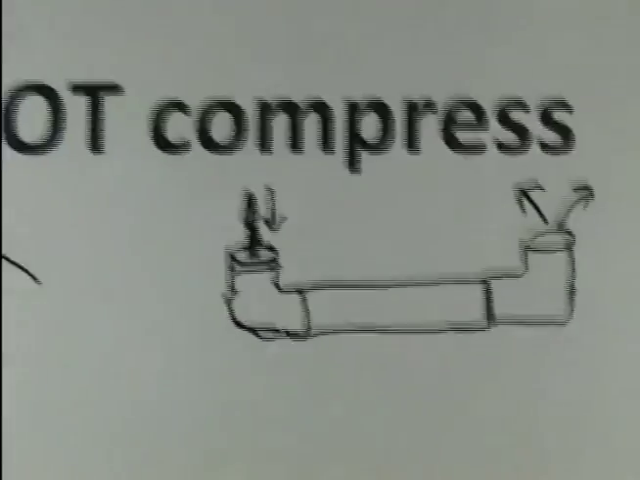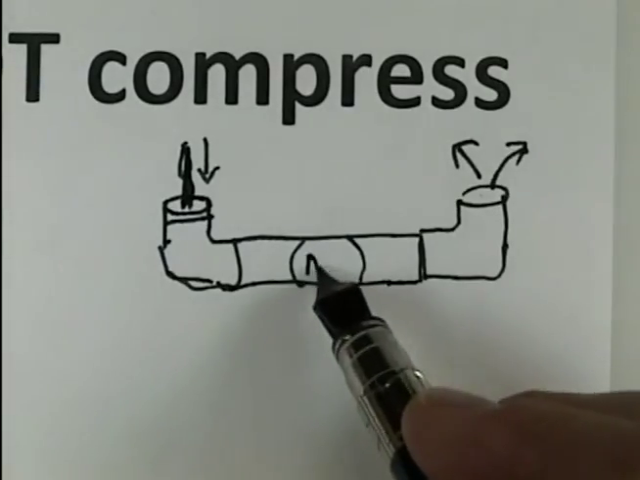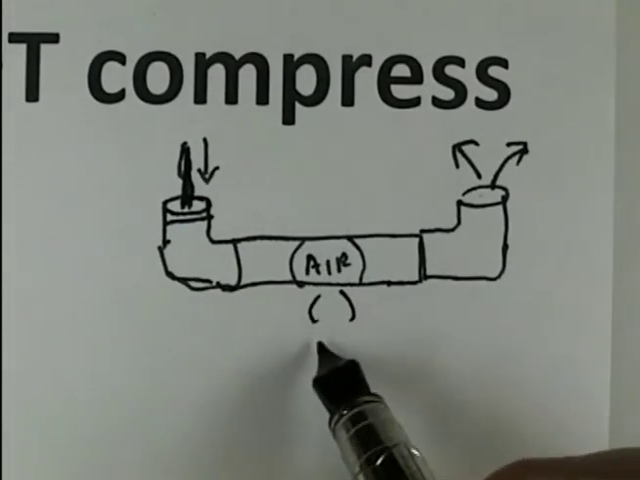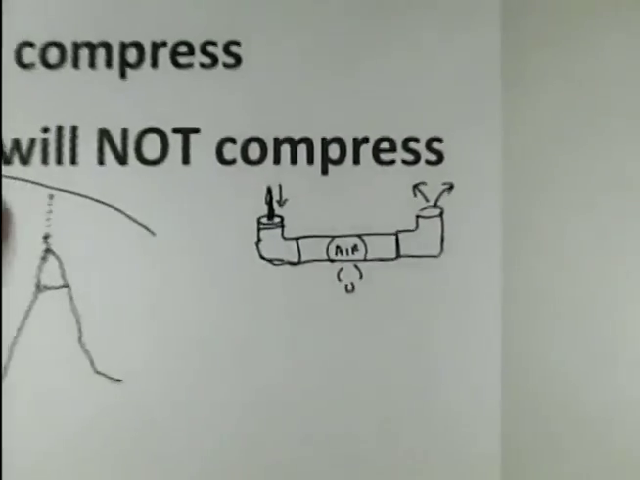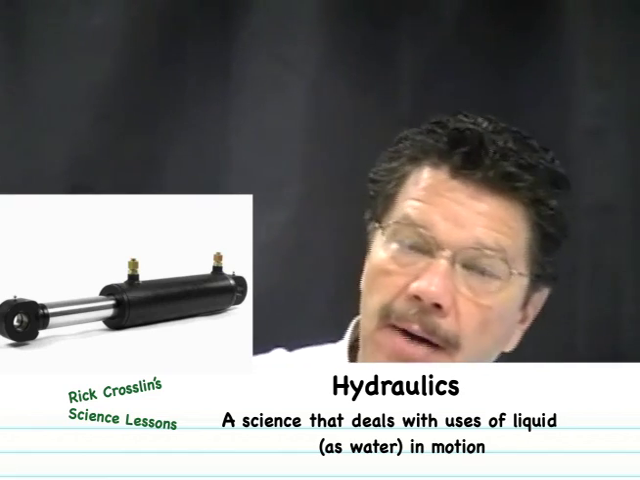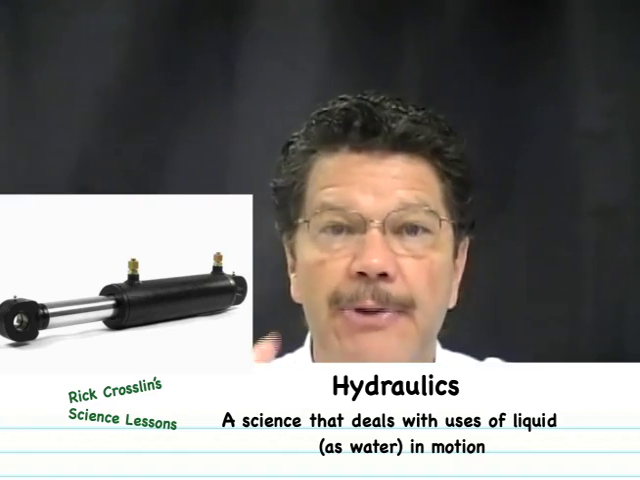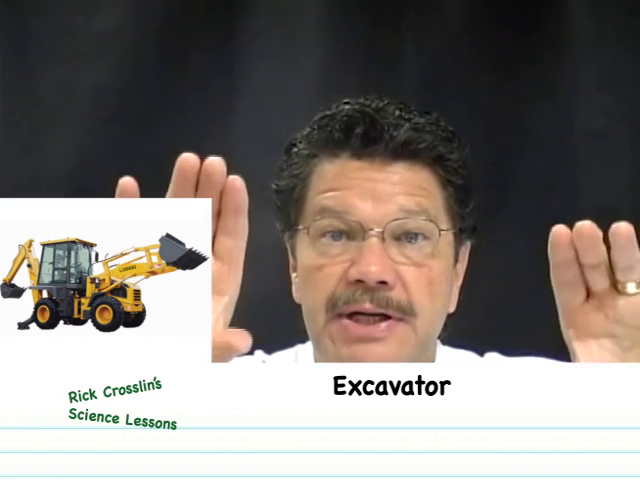However, if I put in here a bubble of air, if I had some air inside of this container, when I push down, this air bubble would get smaller and smaller. So you can compress air, you cannot compress liquids. And because of that, we have a whole system of moving things called hydraulics. Hydraulics is when you use a pump to pump liquid through a pipe to push something up or down at the other end.